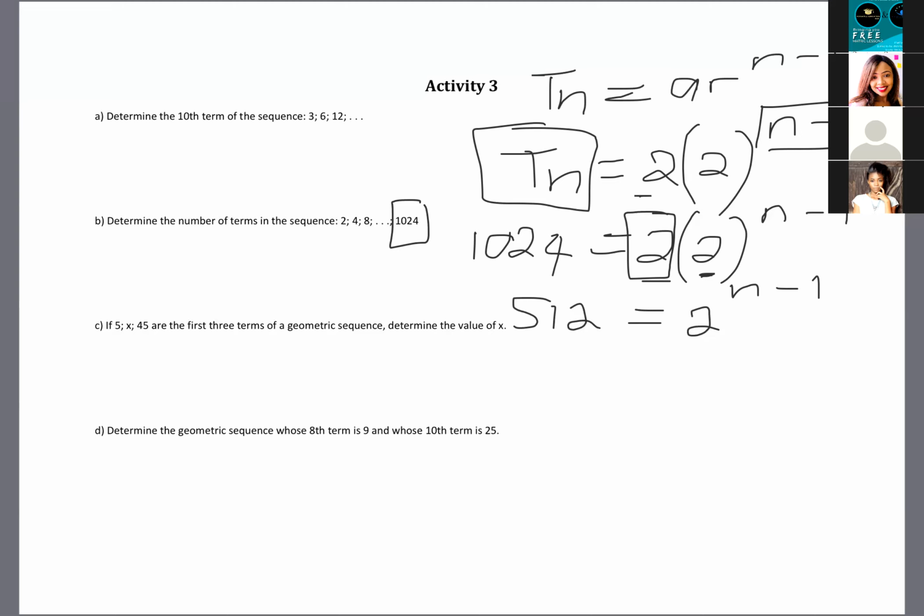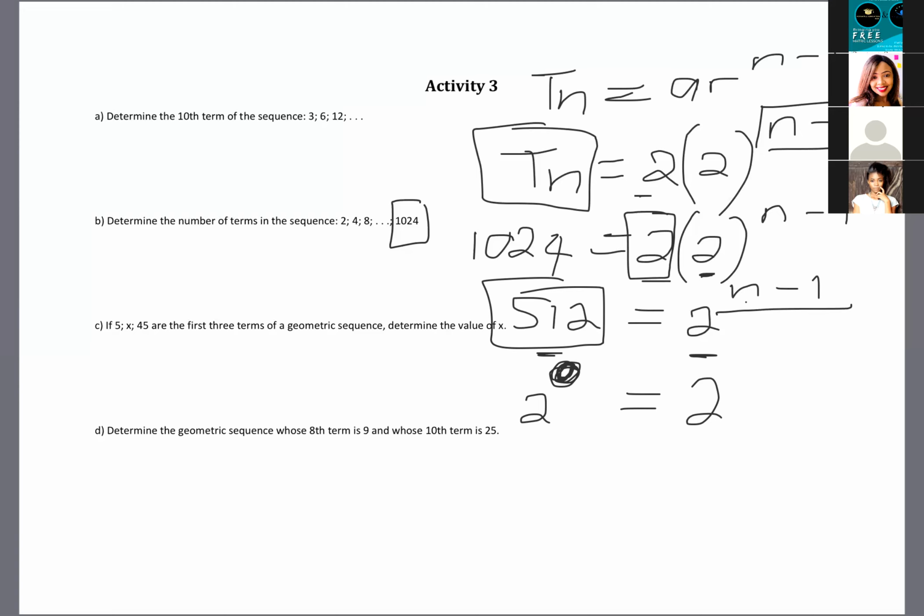Okay, cool. So what do you think we're going to do here? How do you solve exponential equations when it comes to this? I make my bases the same, right? So now I have to figure out which base here will give me 512. So 2 to the power of what will give me 512, so that I can have a 2 on both sides and I can drop them so I can have an n minus 1.